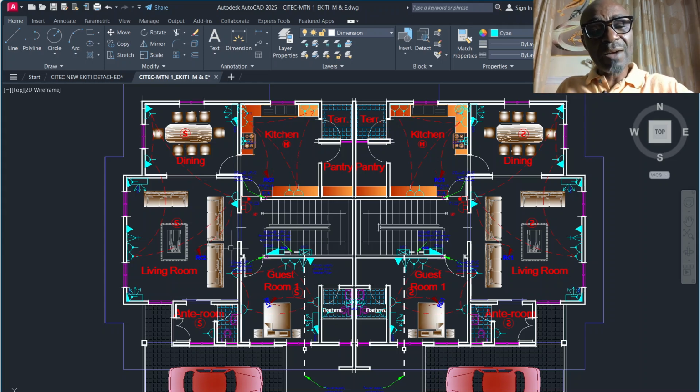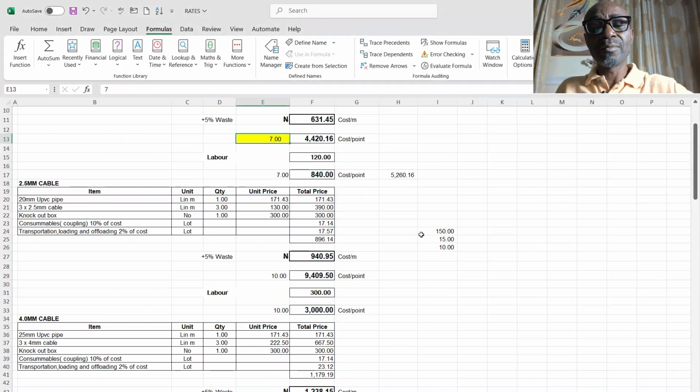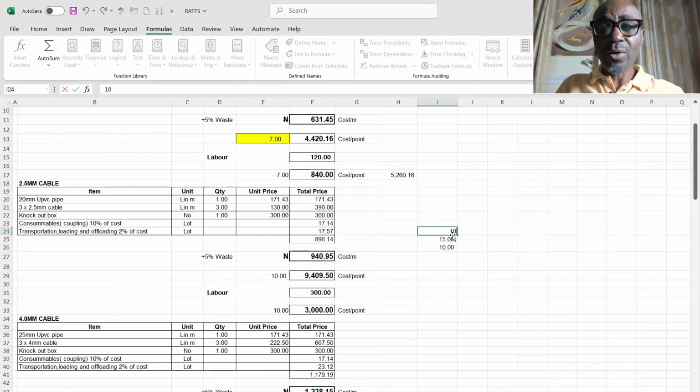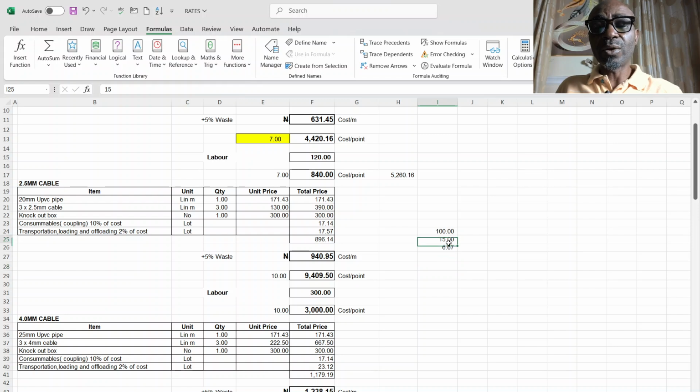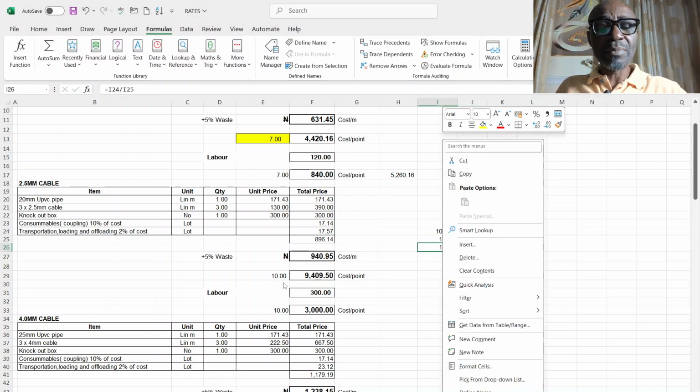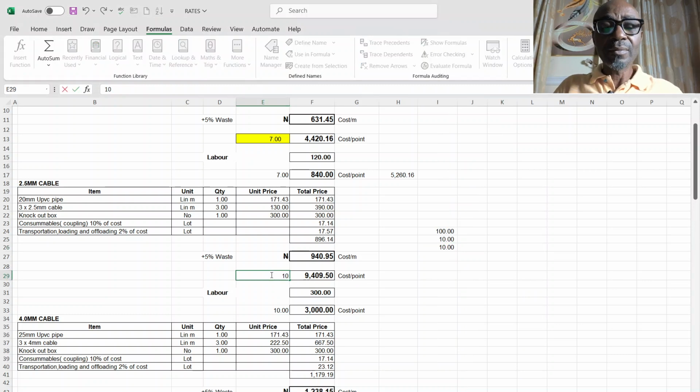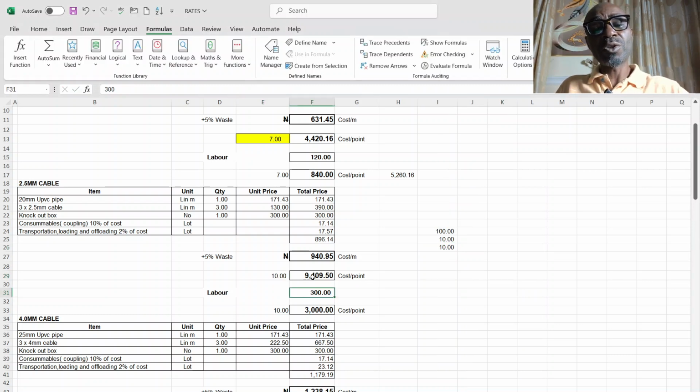So once I get the average length, let's say after measuring the cable that takes current from each of those points to another, I got, say, 100 meters. The points are maybe 10 points, so 100 divided by 10 gives me 10 meters. So what I'll do now is put 10 meters here, 10 meters here. It gives me the cost per point.